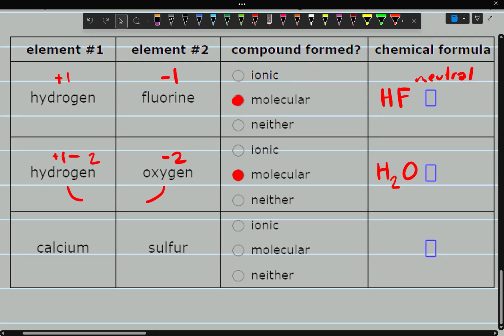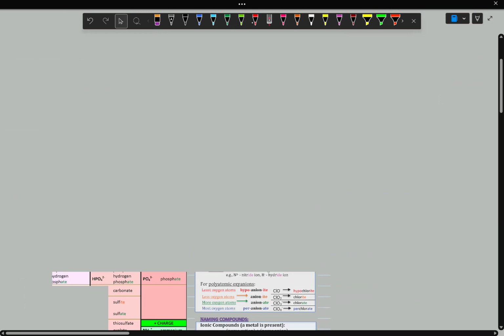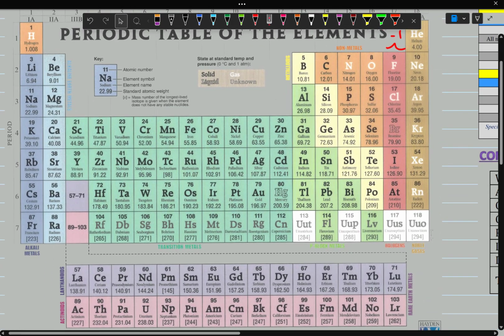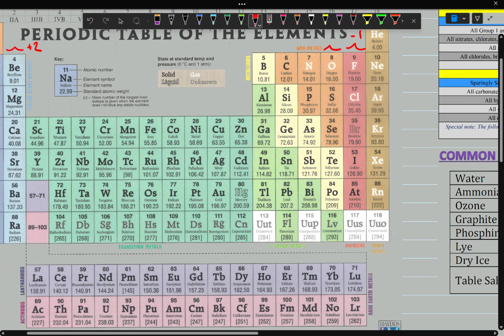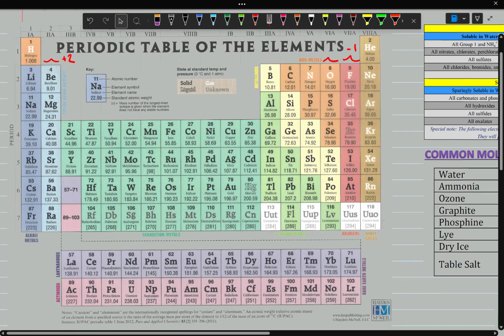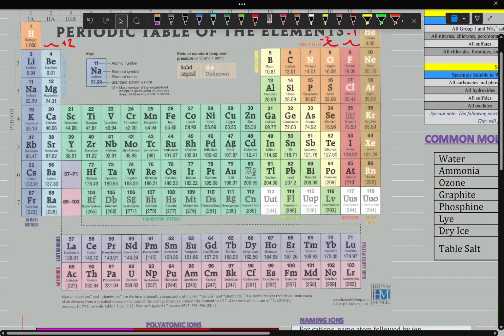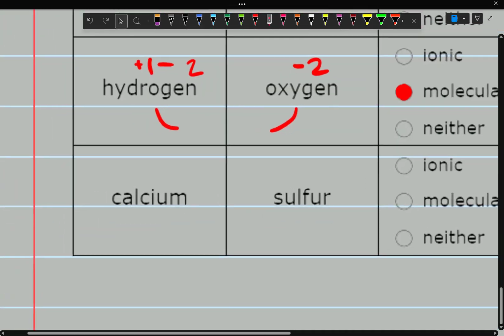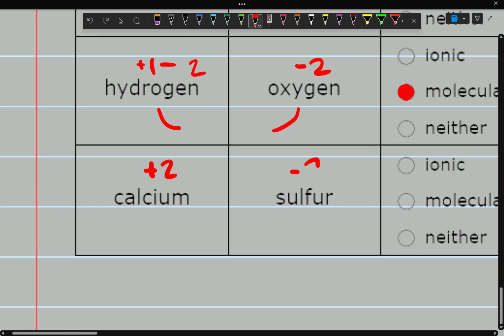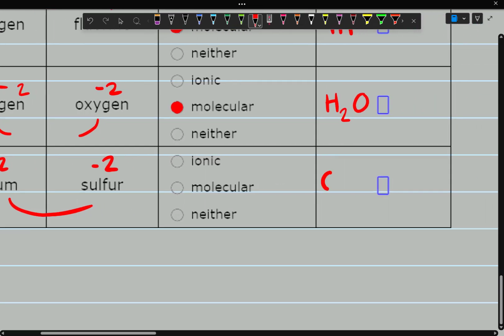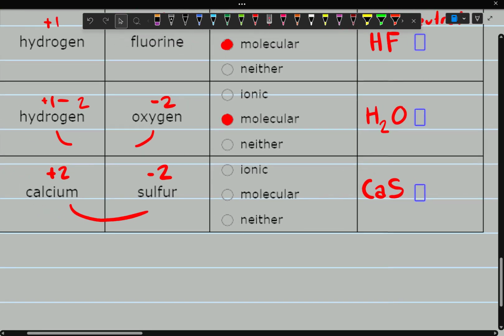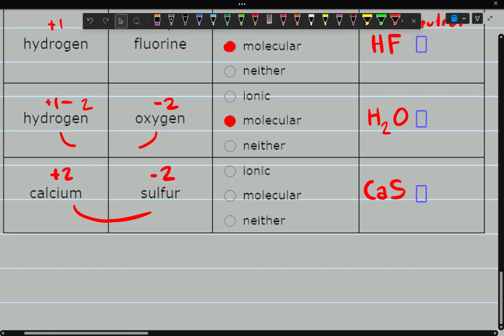Next up we have calcium and sulfur. So looking at the periodic table, we can see that calcium is a group 2 element, which has a +2 charge, and sulfur is a group 6 element with a -2 charge. So because calcium is a +2 charge and sulfur is a -2 charge, one of each can come together, forming calcium sulfide, and that's it. There's no further balancing needed to make this compound neutral.